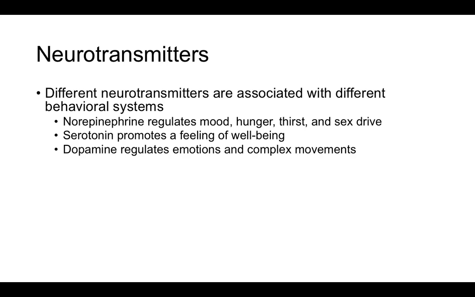Neurotransmitters, there's a number of them. They are associated with different behavioral systems. Norepinephrine really helps regulate mood, hunger, thirst, and sex drive. These are all the basal level drives. Serotonin helps promote a feeling of well-being, which is why typically when people are suffering from anxiety and depression, they'll get a selective serotonin reuptake inhibitor, which allows the serotonin to stay in the synapse in the brain for longer. That way, the serotonin can continue to send the signal of well-being.